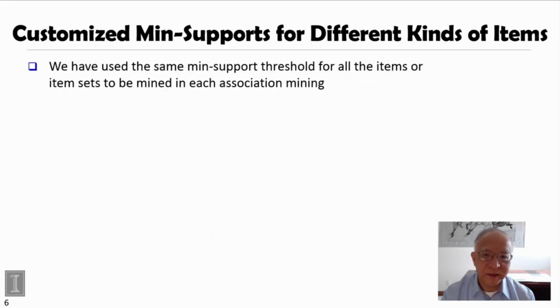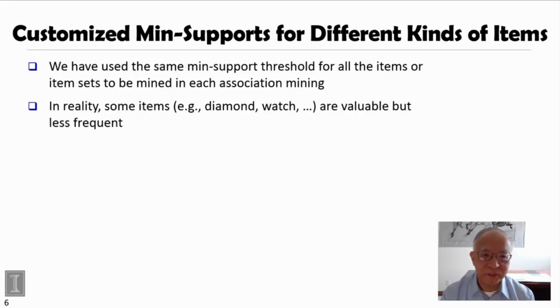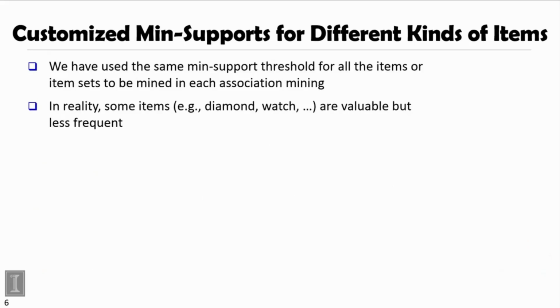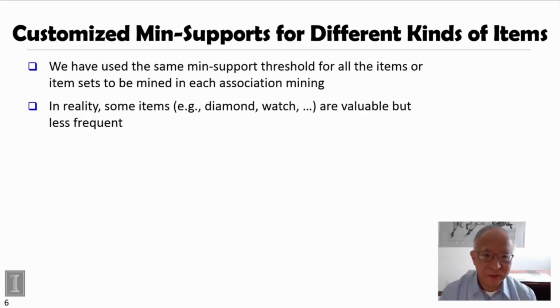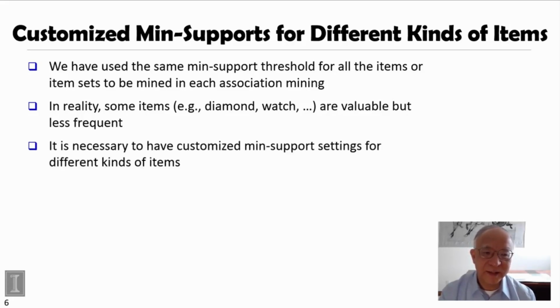Another interesting thing is different kinds of items inherently may need different support thresholds. For example, you go to Walmart, you may see diamond watches or some expensive things. They are more valuable, but they are sold maybe less frequently. But milk and bread are probably sold very frequently. So if we set the same minimum support threshold for all kinds of items, then the valuable items may be easily missed. So to that extent, it is necessary to have customized minimum support settings for different kinds of items.